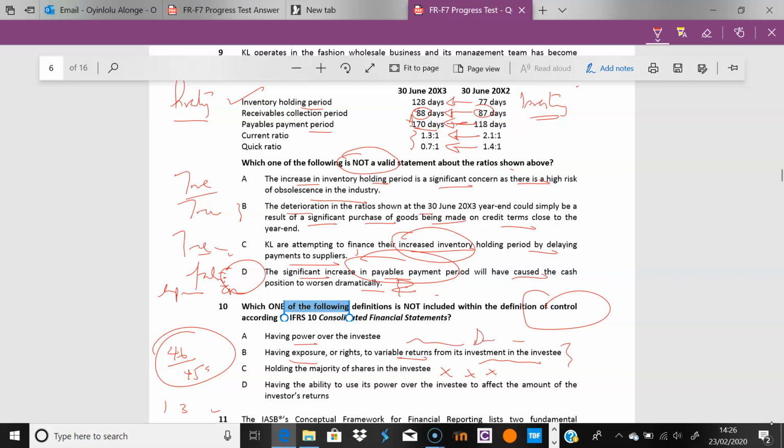You have that power. So having power with the investee, having exposure, and having the ability to use that power, and not to do with majority of the shares. Cool, great stuff. Those are the next 5 questions.